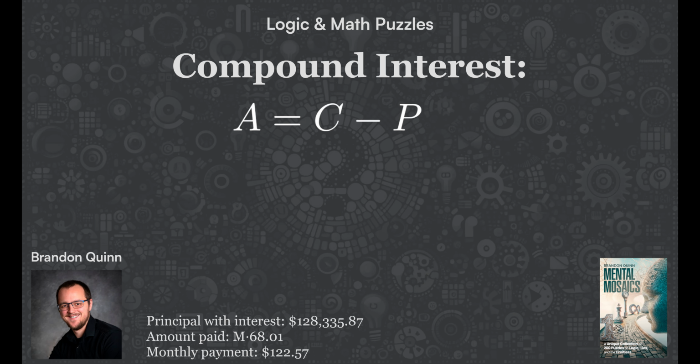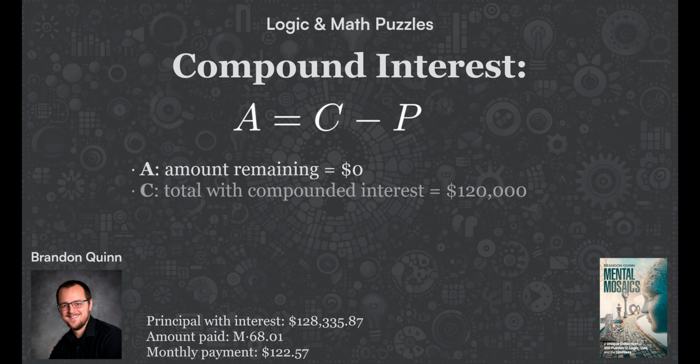Now, we need to figure out what new monthly payment would allow Ryan to pay off the current debt of $120,000 in full in 20 years. To find this, we can use the same exact strategy we used for the first part of the problem, except change the parameters. So in this case, A, the amount remaining, is 0 because we want the debt to be paid in full by the end of the 20 years. C, the total with the compounded interest, is $120,000, which is the current debt. And P, the amount paid, is equal to M times some quantity. And in this case, we would solve for M also in the same way we did previously.